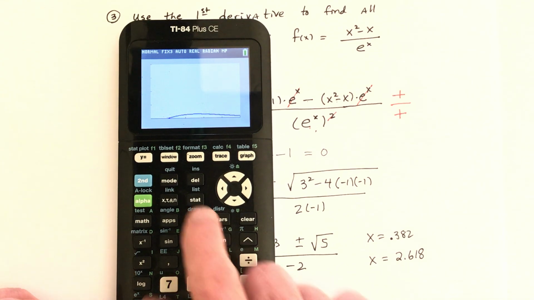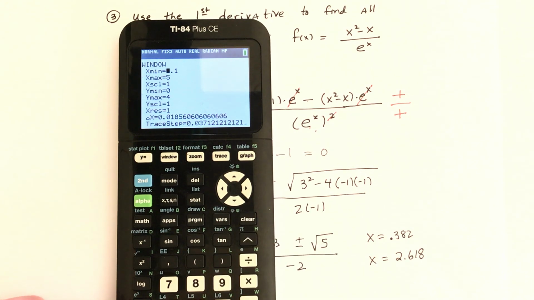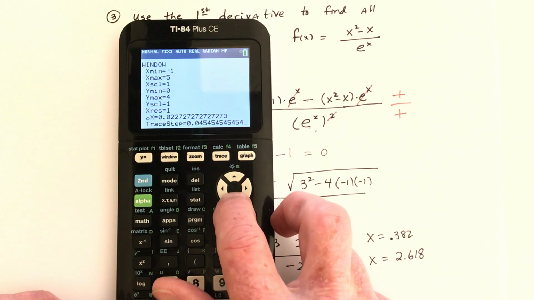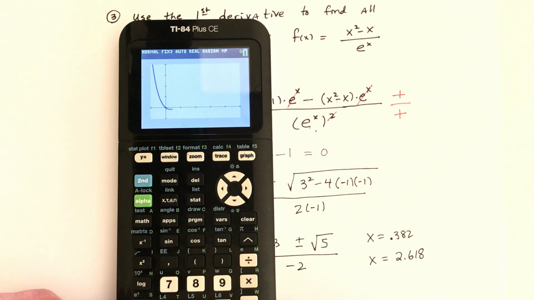So it looks like I cut it off a little bit too much. So maybe this should go from -1, which is what I meant to type last time. Maybe this should be -1. Then maybe we can see it better. Okay, now I can see it better.